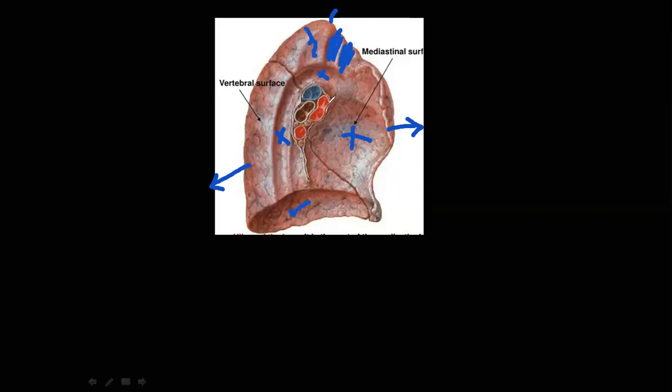Okay, regarding the hilum, can you identify this vein? Pulmonary vein. Left upper or left lower? Left upper pulmonary vein. This one? Left pulmonary artery. This one? Left bronchus. Yes. The left pulmonary artery originates from where? What is the origin of the left pulmonary artery?